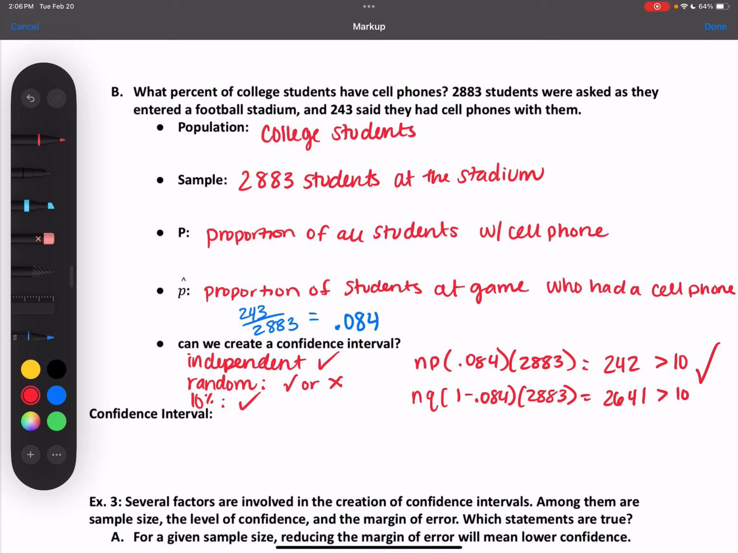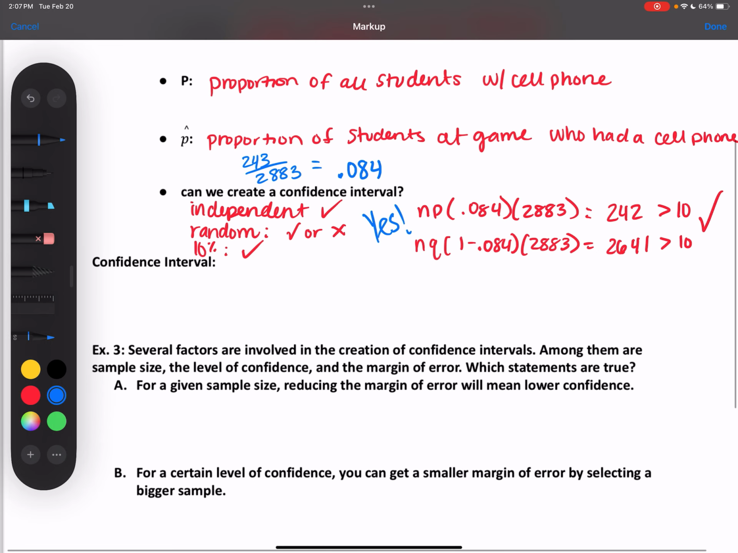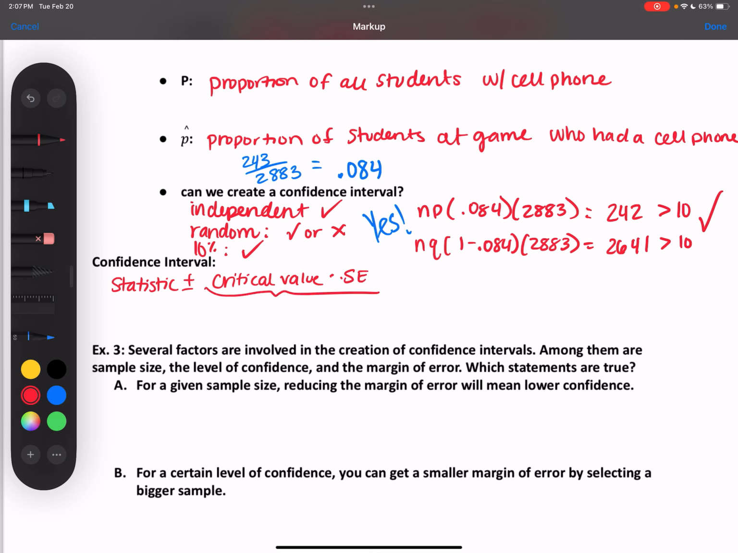Okay, can we create a confidence interval then? Yes. All right, confidence interval. This is just going to be the formula for it. I'm going to write it out in words first. It's the statistic plus or minus the critical value times standard error. The critical value times standard error is the margin of error.